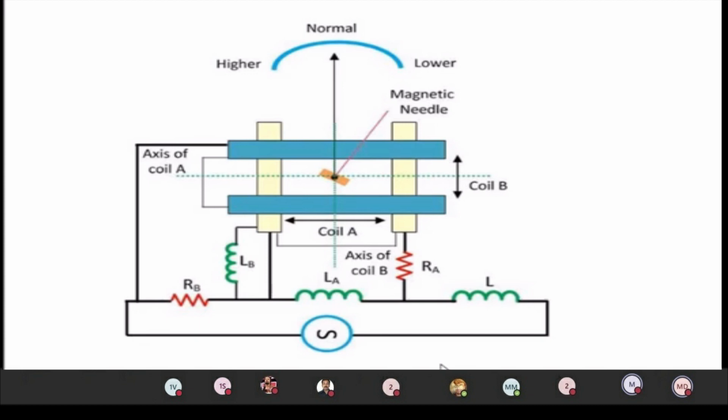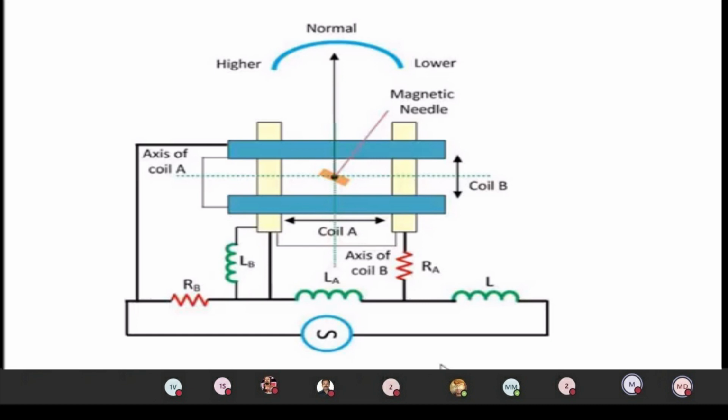So automatically the needle will be attracted towards coil B. So the indicator will move towards the higher side, that is towards the left hand side. So this is the thing happening for higher frequencies. If it is a lower frequency, just the reverse of this happens.